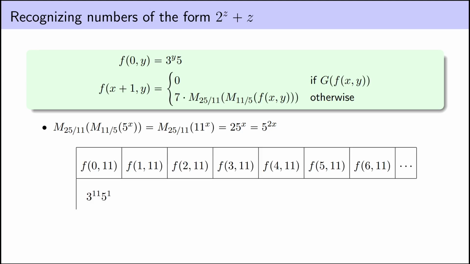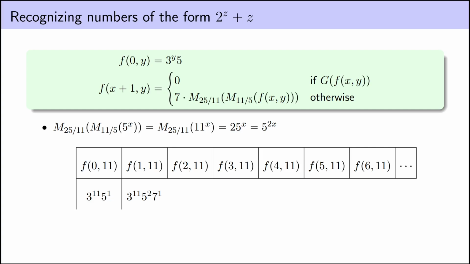So let's say, for instance, we start off with y equal to 11, which is a number of the form 2 to the z plus z for z equal to 3, and we look at successive values of our function f. We'll start off as specified with 3 to the y times 5. The exponent of 3 is not the sum of the exponents of 5 and 7. 11 is not 1 plus 0, so we'll take a step forward, doubling the exponent of 5 and adding 1 to the exponent of 7.